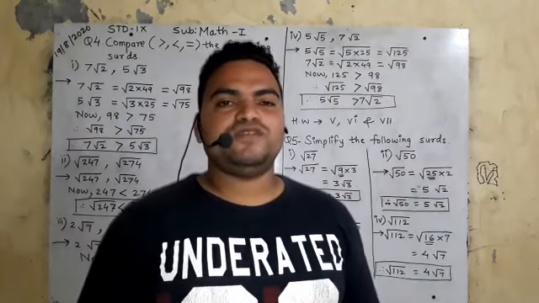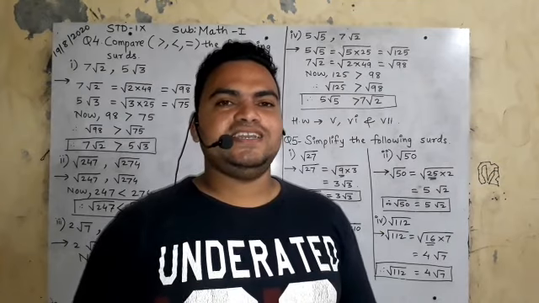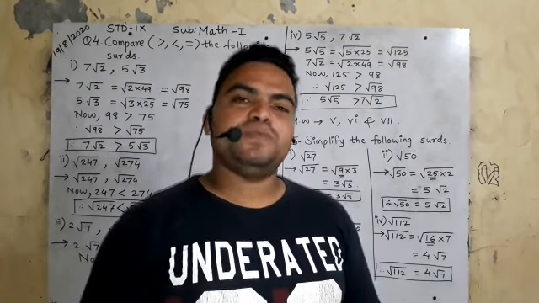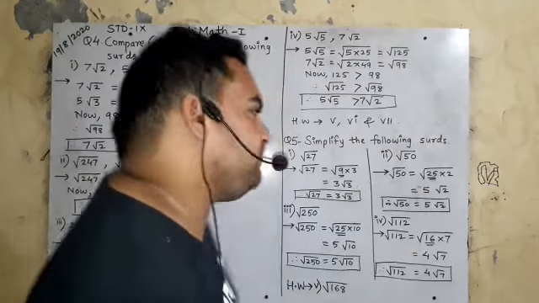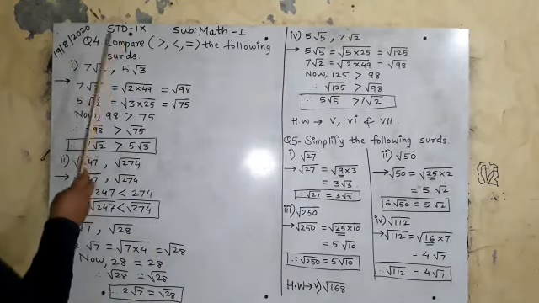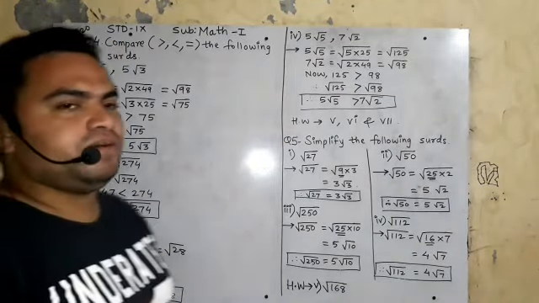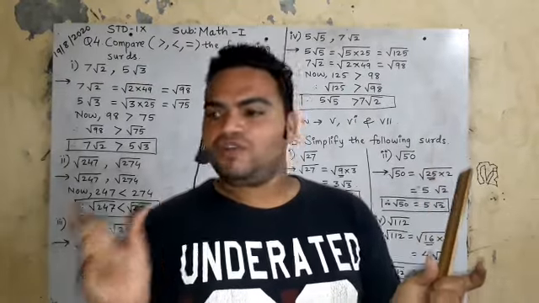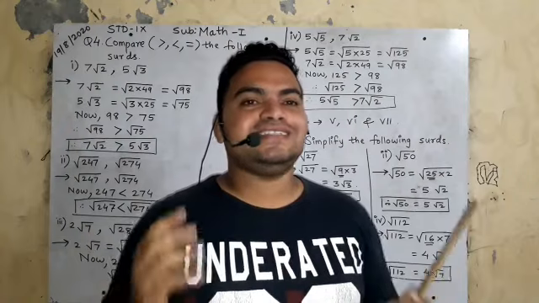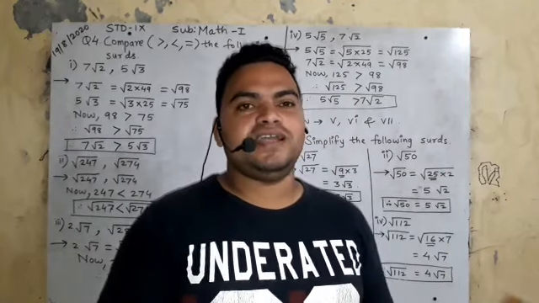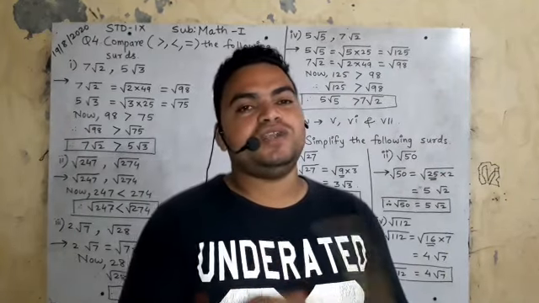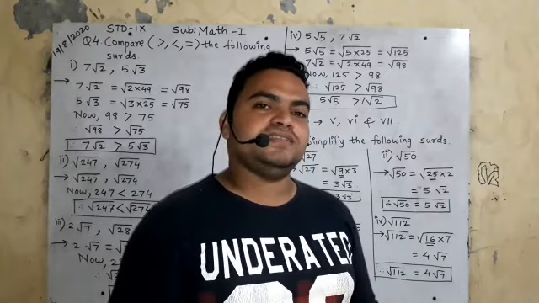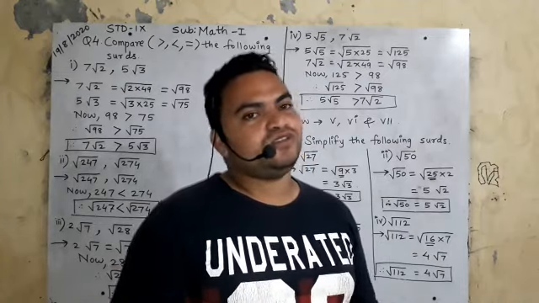After questions number 1, 2, 3, we will see now questions number 4 and 5. So please look at the board, what are questions number 4 and 5. Question number 4 is compare. What is the meaning of compare? It means two surds will be given to you. You have to show from these two surds which surd is greater, which surd is smaller, or whether the surds are equal to each other also. So compare means which is bigger, which is smaller, or both are equal.